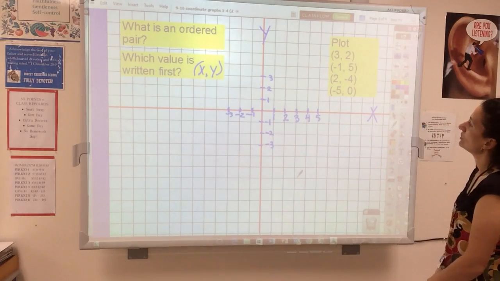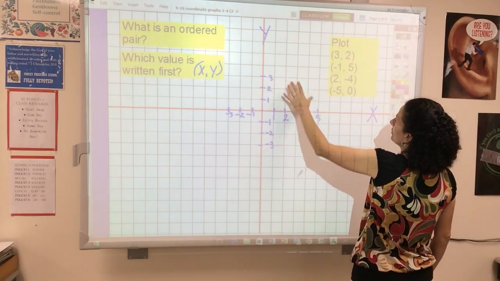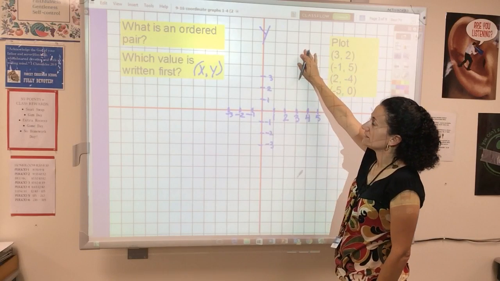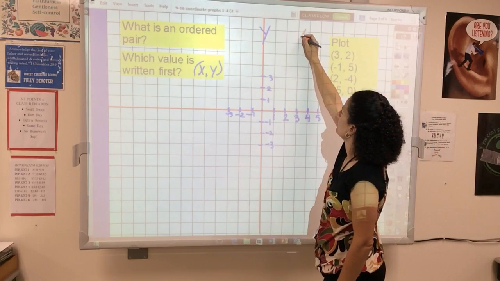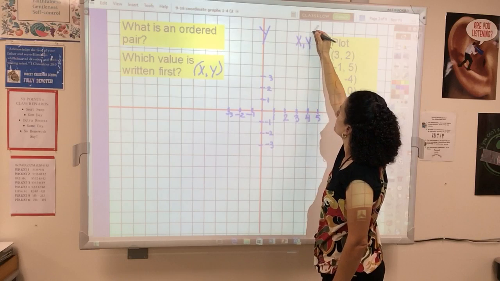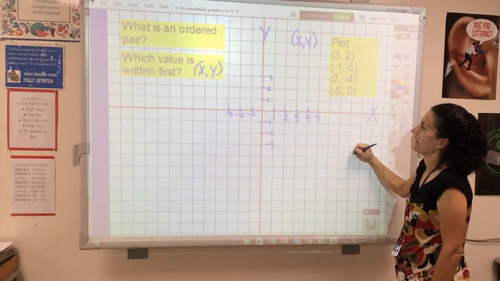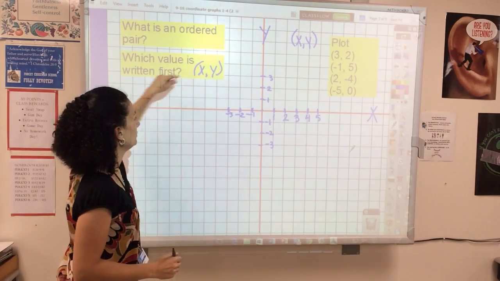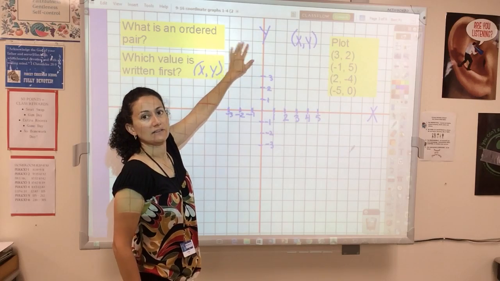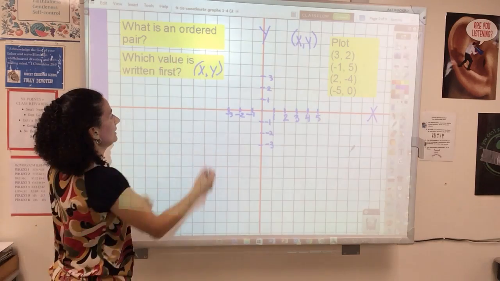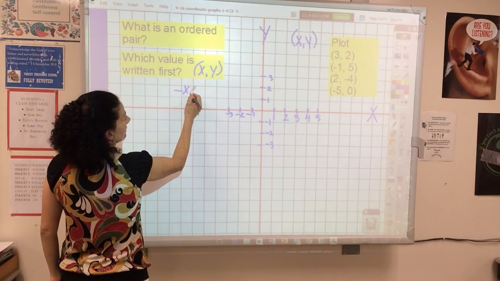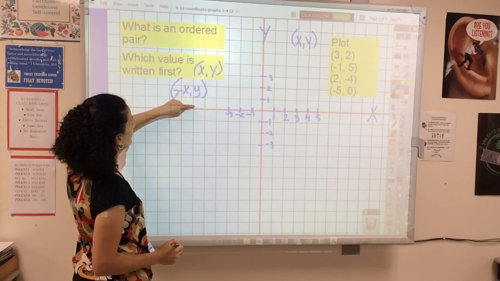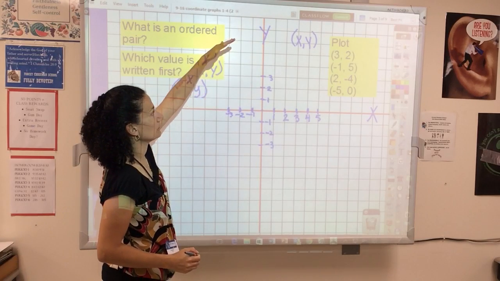So anything in this quadrant, we call this a quadrant right here, is going to be positive x, positive y. You can write this down, positive x, positive y. Anything over here in this quadrant, I hope you can see what I'm talking about here, is going to be negative x and positive y. Because look, your x numbers are going to be negative, but your y numbers are still above 0.